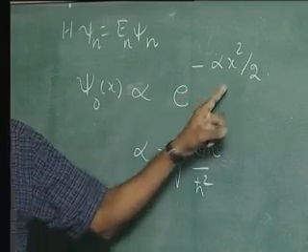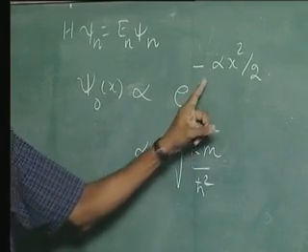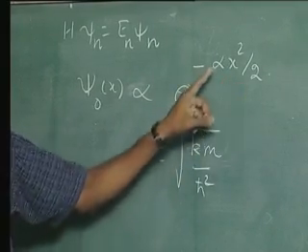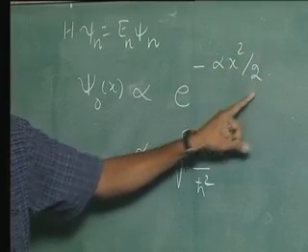Let us do a simple analysis. Exponential of minus alpha x square by 2. What should be the dimension of the whole thing?